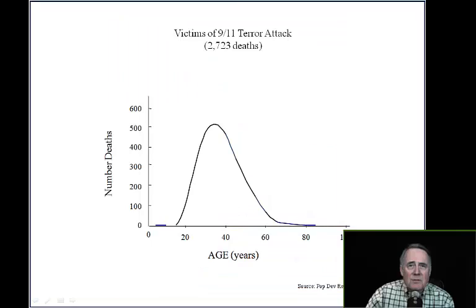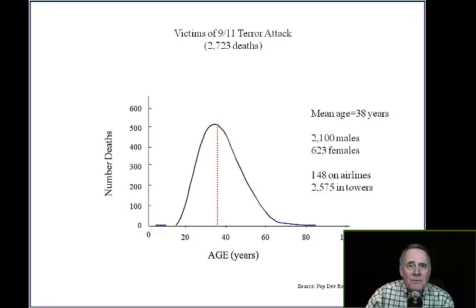Note that 2,723 people died as a result of the 9/11 attacks. We can see here their age distribution in this graphic, where the age is on the x-axis and the number killed on the y-axis. There were a few killed who were under 20, but the vast majority were between 25 and 50 years old, their prime of life. There were also some elderly killed. The mean age was 38 years.